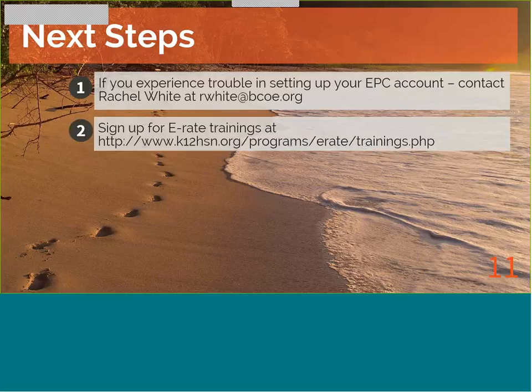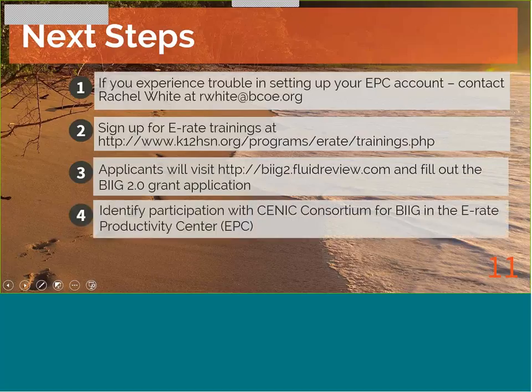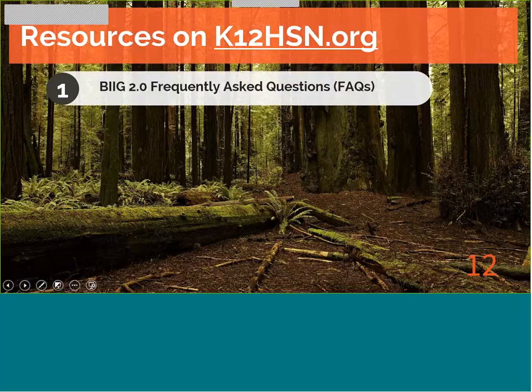Because of all the changes that have happened to the E-rate system, specifically with issues such as the new online portal, we encourage you to sign up for the E-rate trainings that can be found at the K-12 HSN website. Applicants who are participating in the BIIG 2.0 grant process, we've provided some resources for you here on slide 11. Slide 12 also outlines a few things that are available to you on the K-12 HSN website, specific to the BIIG 2.0 process.